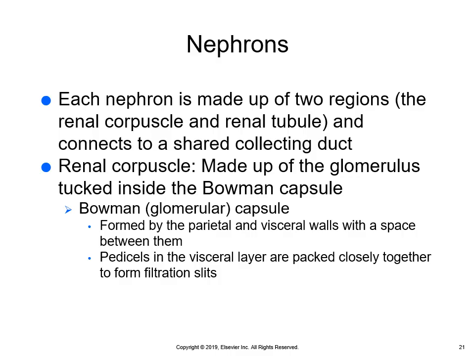All right, now in the Bowman's capsule, there is a space between its parietal and visceral layers, and that's where the filtration occurs. So the visceral layer has special cells inside of it, and those cells are called podocytes. And they're structures that create what we call filtration slits, and these slits ensure that only small molecules like water, electrolytes, and waste can pass through them, while keeping in things like proteins and blood cells, keeping that inside of the bloodstream.